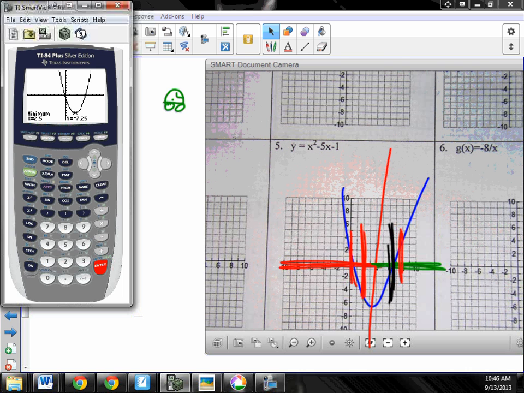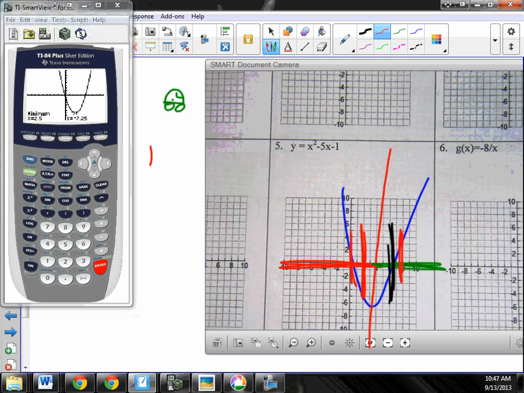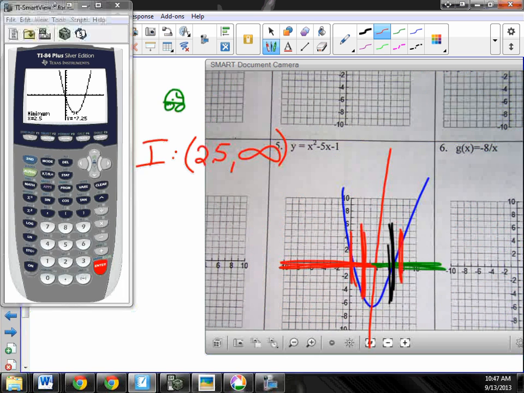What does this negative 7.25 tell me? That's how low the graph gets. We don't care about how low the graph is today, on other days we might, but today all we care about is what x value gives me that direction change. So this would be, we're increasing from 2.5 all the way up to infinity. So from the bottom of that graph to the right, I'm increasing, and I'm decreasing from negative infinity to 2.5.